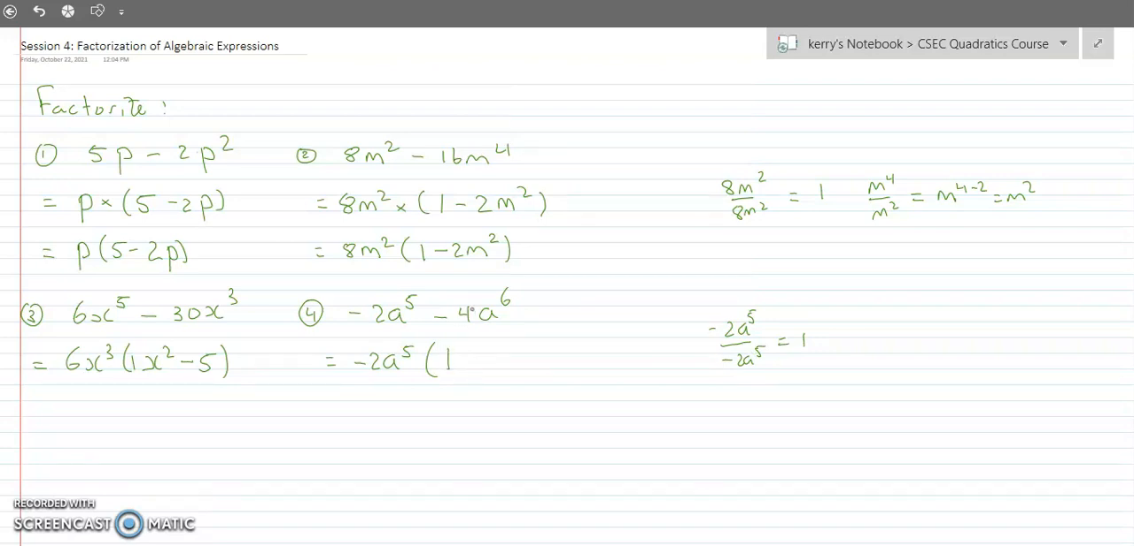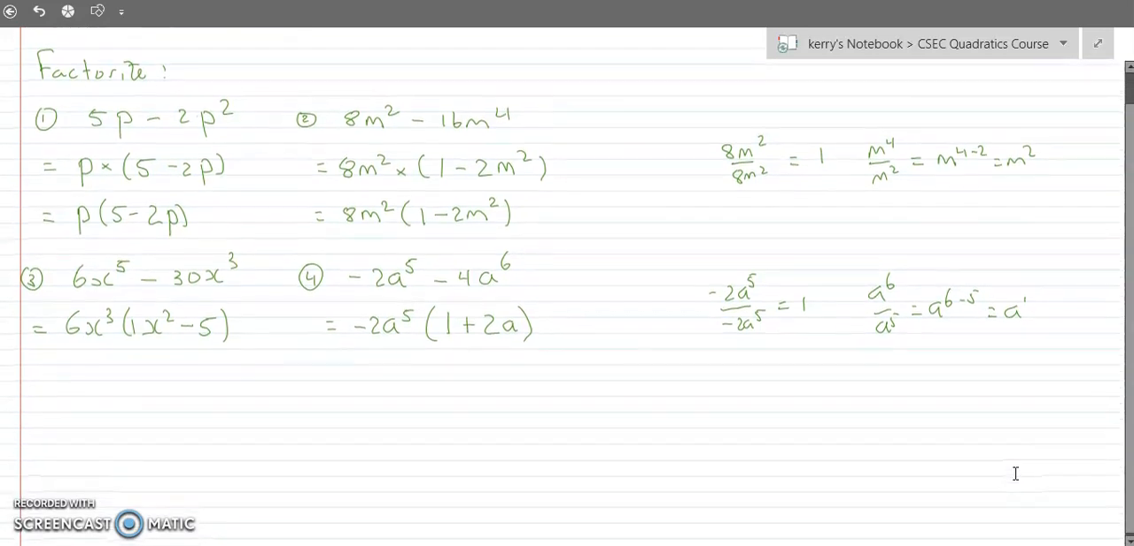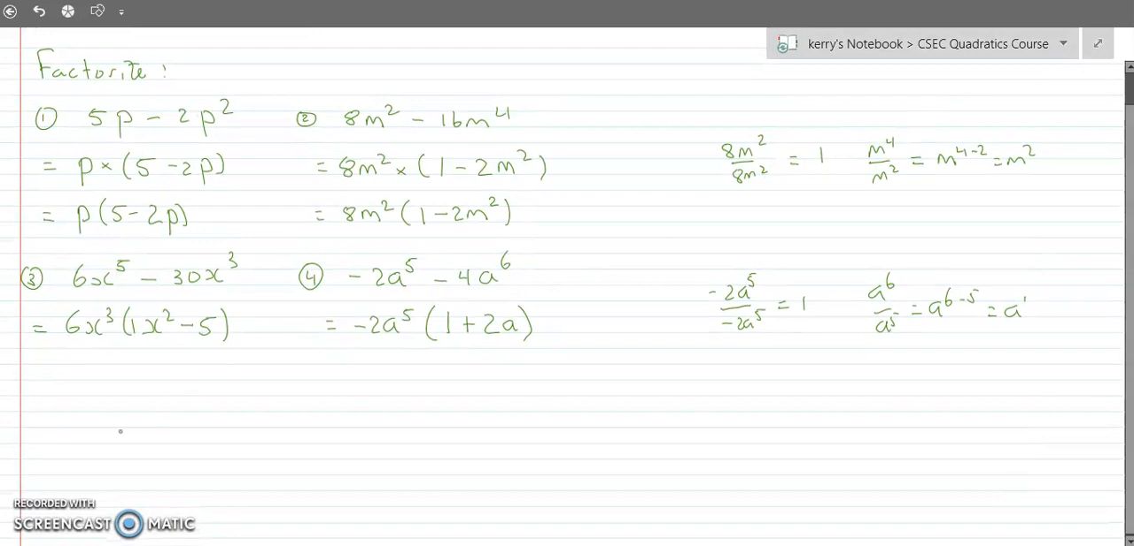And now you have to be very careful. Negative 4 divided by negative 2 is positive 2. And a to the 6th divided by a to the 5th becomes a to the 6 minus 5, which is a to the power of 1, or just a as your answer there. Right, be very, very careful when you are factorizing negatives, right? And it is crucial. You will see how important it is when we get into the realm of quadratics.